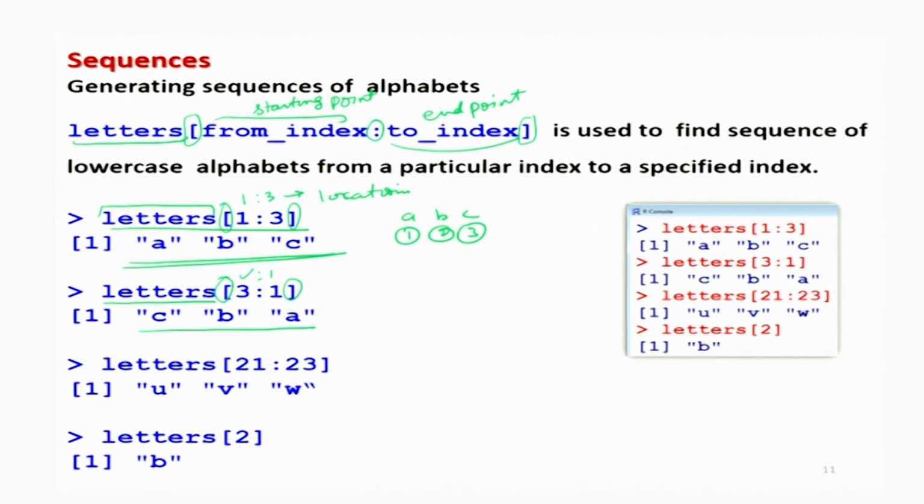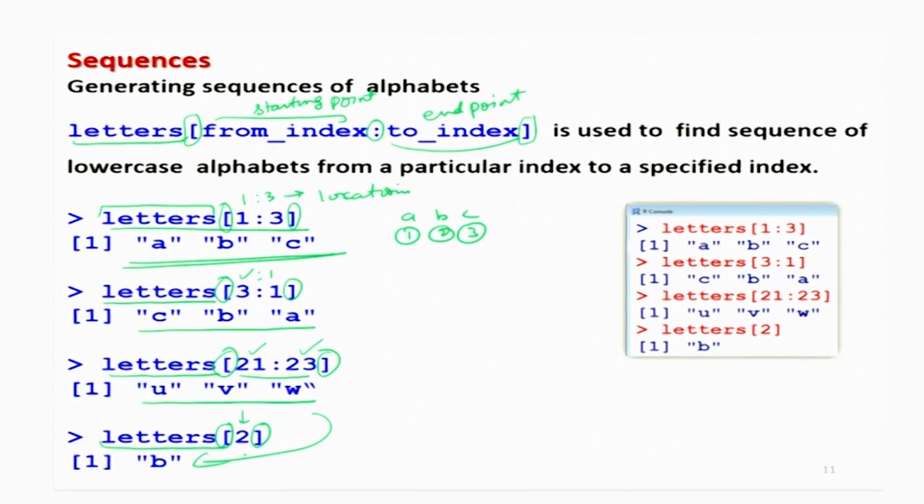Similarly, if you want any arbitrary positions, for example, the alphabets at locations 21 to 23, you can write LETTERS, and inside the square brackets 21:23, and this will give you U, V and W. And if you want to find any particular alphabet at a given location, you simply write LETTERS, and within the square brackets you write 2. This will give you the second alphabet, that is B.